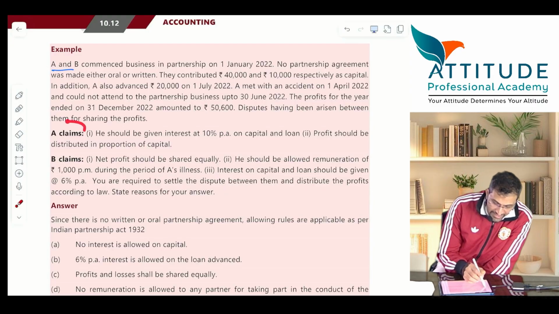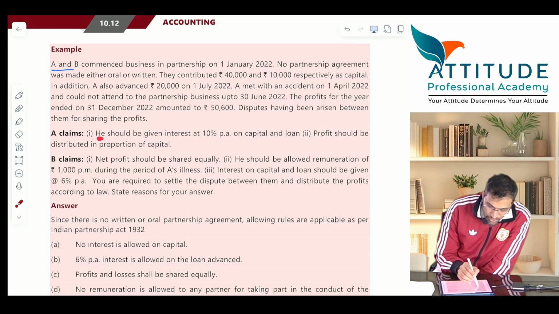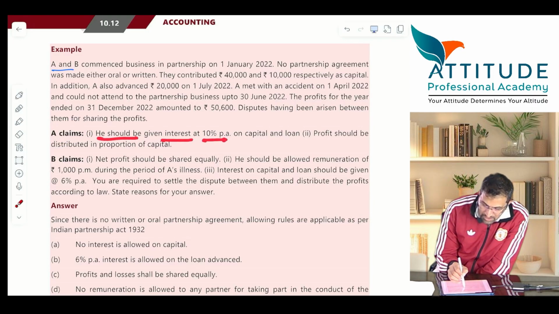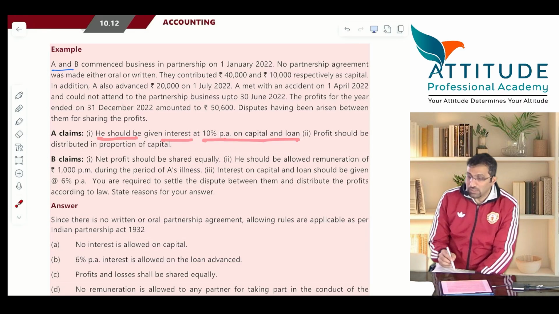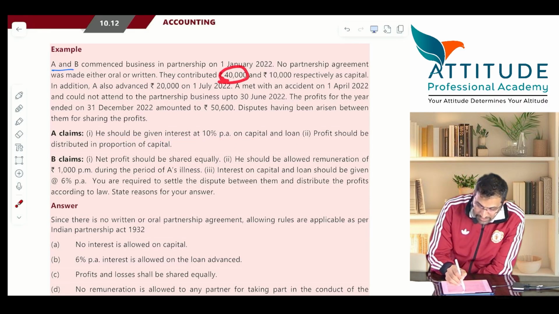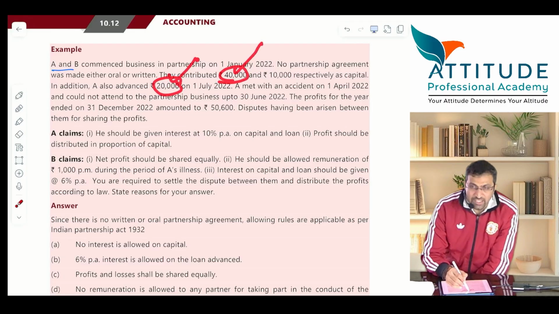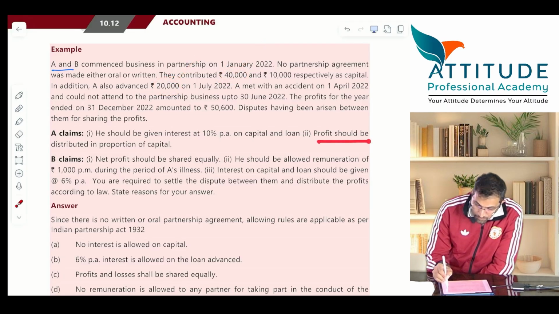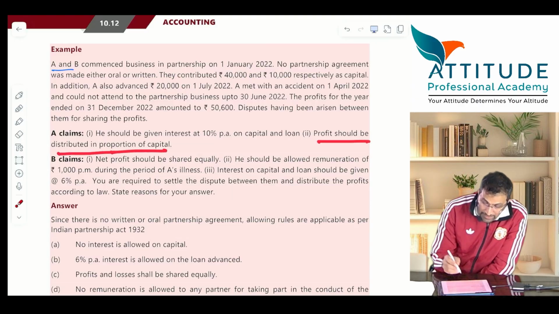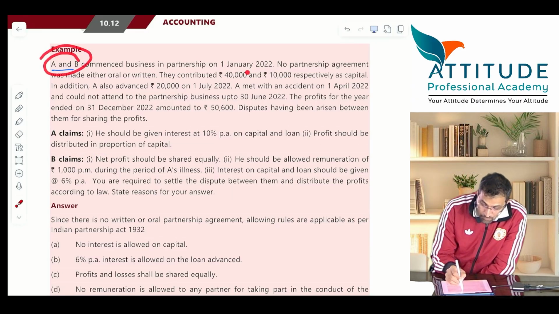First, A का claim देखो. A क्या बोल रहा है? He should be given interest at 10% on capital and loan. दोनों. Because A का capital कितना है? 40. Loan कितना दिया है? 20. So A is saying, I want interest on capital, I want interest on loan. Profits will be distributed in proportion of capital. A क्या बोल रहा है? Profit should be in capital ratio.